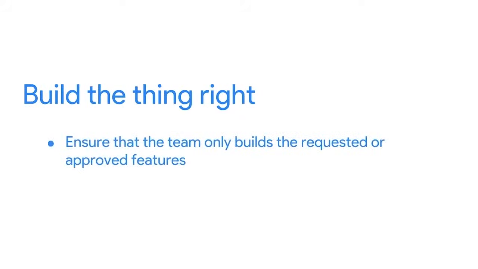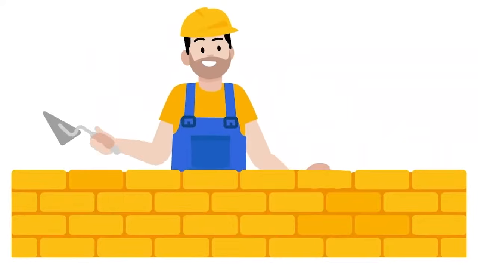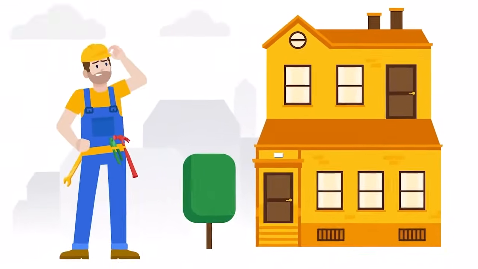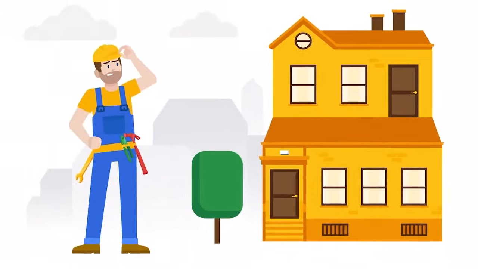Next, you must build the thing right. That's lingo for ensuring that your team only builds the requested or approved features. Working on features that aren't necessary can lead to complexities in the product that don't add any value to the users. In addition, building more than you need delays or reduces your value upon delivery. It also increases the risk of bugs or other issues down the road.